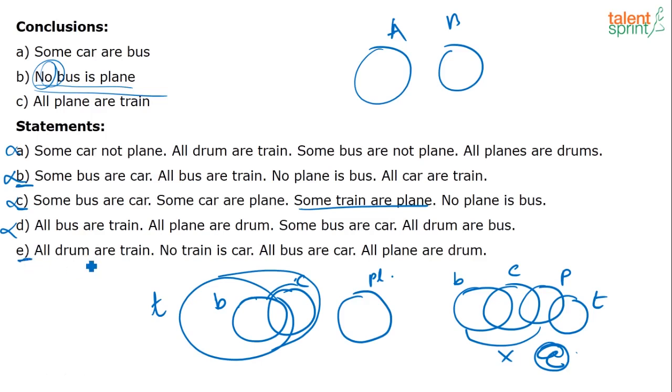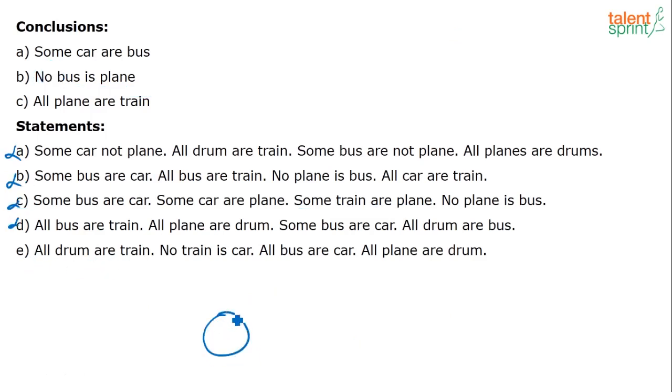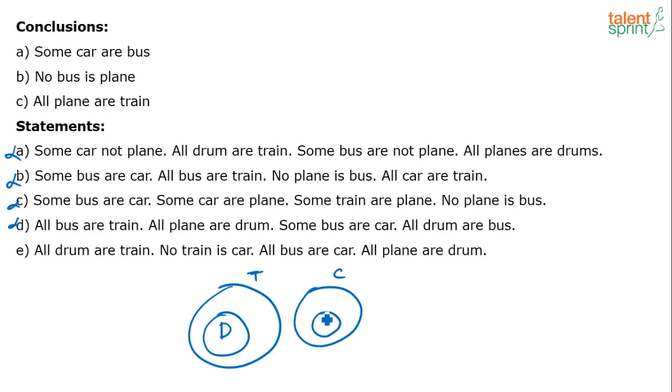Now let us look at option E. All drum is train. Now no train is car. All buses are car. All plane are drum, so plane has to be inside drum. So that is plane. Now let us look at the conclusion. Some car are bus. That is definitely true.